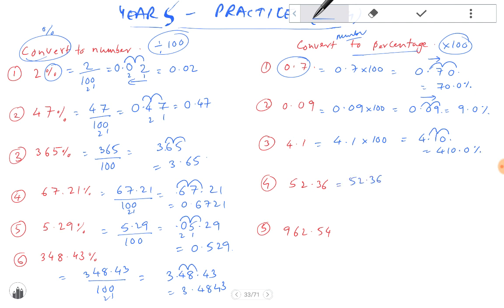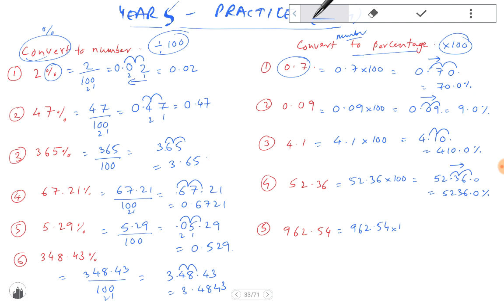With 52.36, again we multiply by 100. Then in the answer section we write 52.36 again. We move this decimal by 2 places to the right. Start from the left, move towards the right, and then move this decimal here. So it becomes 5236.0 percentage.